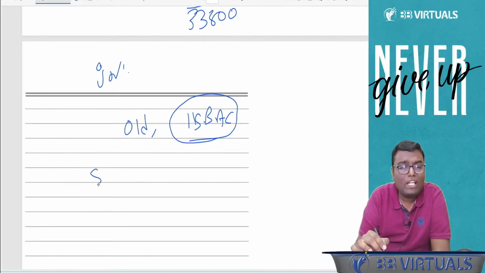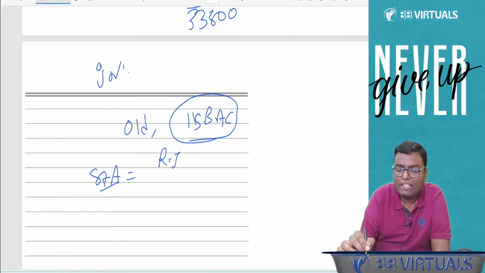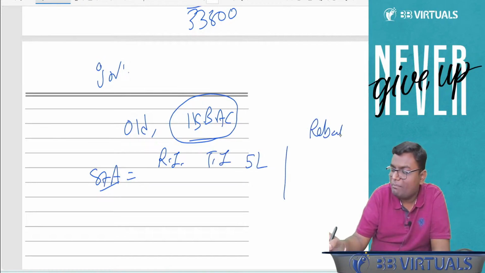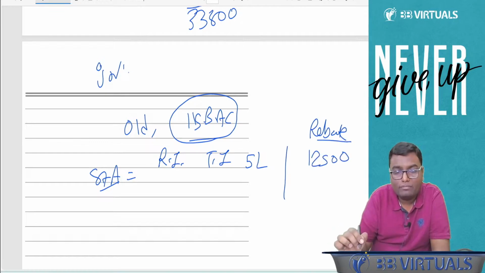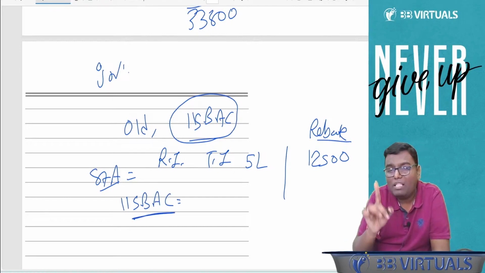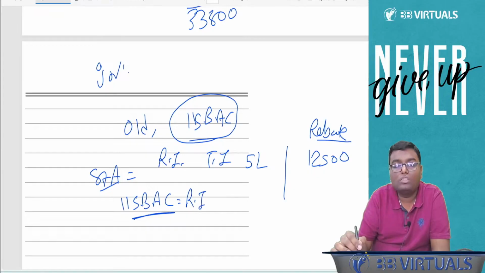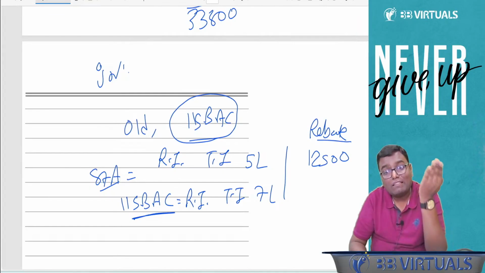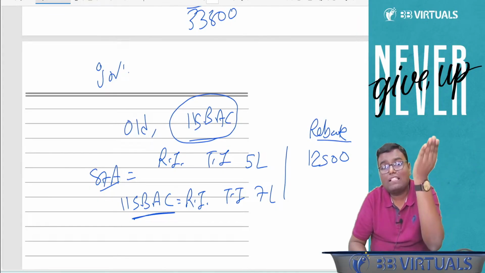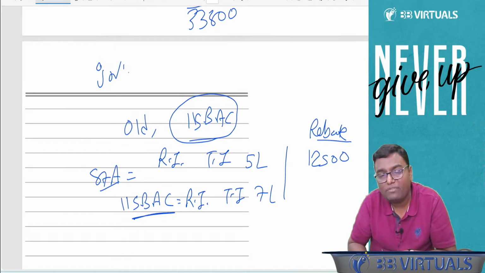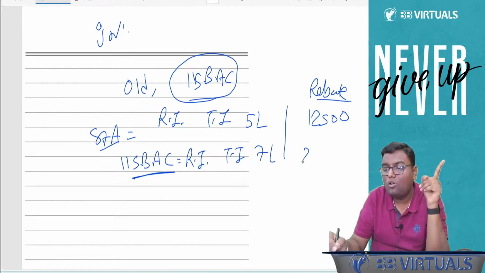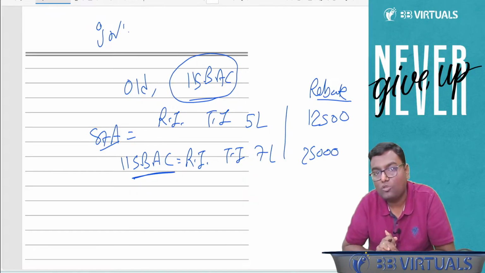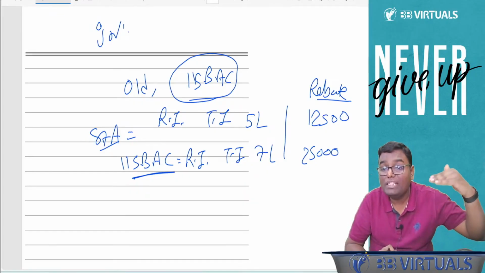Tell me, who can claim rebate under 87A? A resident individual if the total income is up to rupees 5 lakh. And how much maximum rebate is applicable to them? 12,500. But if you are a person following 115BAC, the rebate benefit is applicable to a resident individual if total income is up to 7 lakh. So instead of 5 lakh, the limit is increased up to 7 lakh. And how much rebate will be applicable? Basic tax or 25,000, whichever is lower. The amount of rebate is also increased.